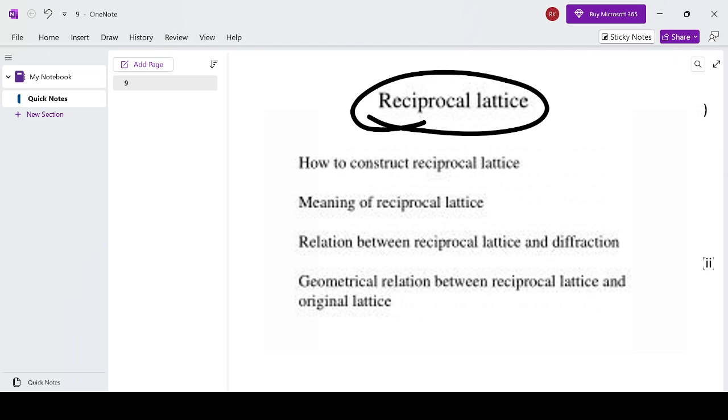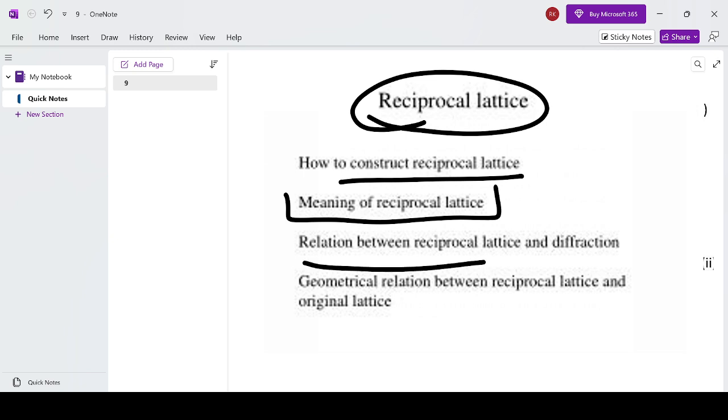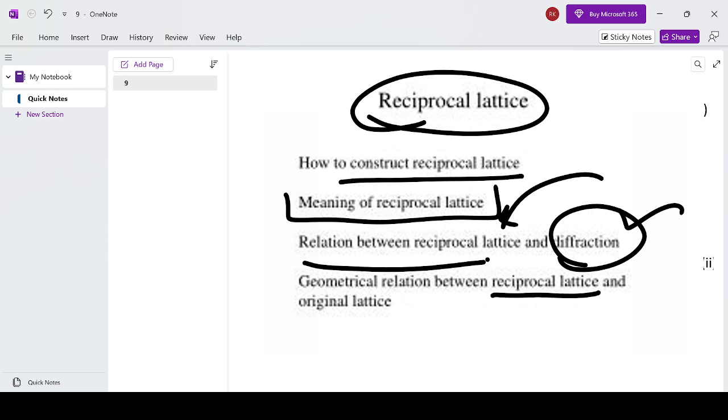Okay, so in this lecture, we will be studying how to construct this reciprocal lattice, then what is the meaning of the reciprocal lattice, and the relation between reciprocal lattice and diffraction. How diffraction is dependent upon the reciprocal lattice, then the geometrical relationship between reciprocal lattice and the original lattice, what we called the direct lattice. So this whole we are going to study in this lecture.